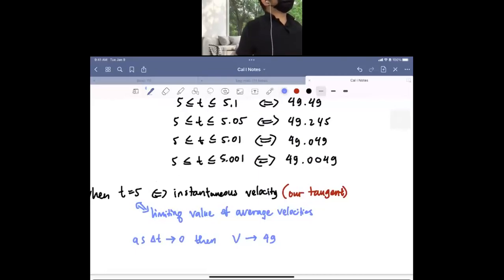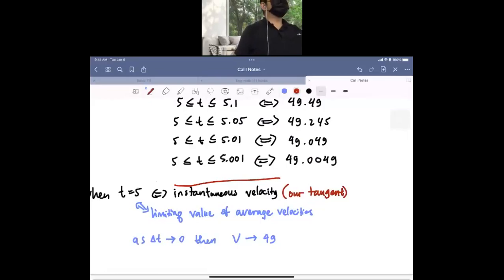Okay? So this is to say that when we limit the interval of time, in our case our variable, and when we limit that getting close to 0, the velocity or the average velocity will be getting 49. And then we can also say this to define what we have as instantaneous velocity. Okay? So we can define the instantaneous velocity as a limit of the interval of time getting closer to 0 for the average velocity.